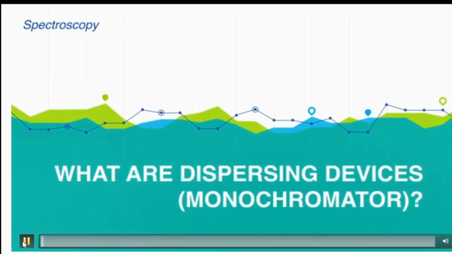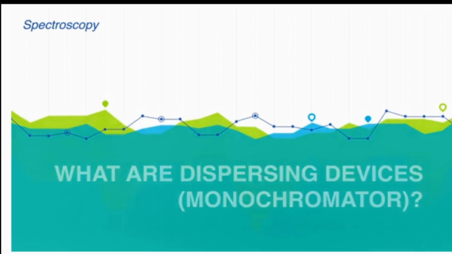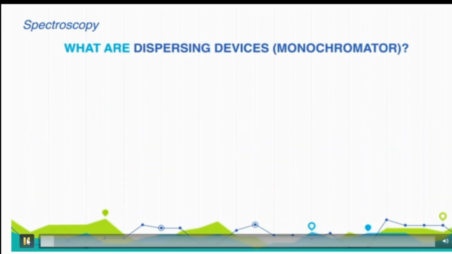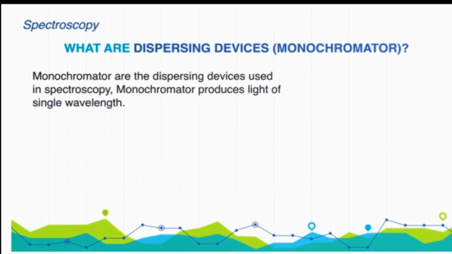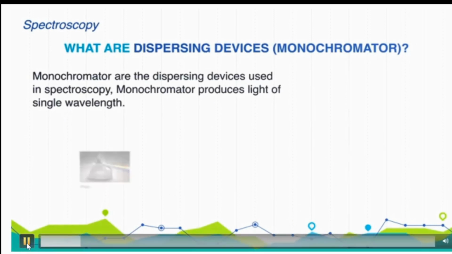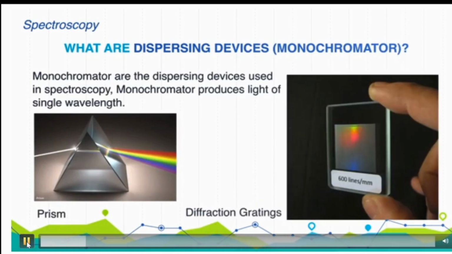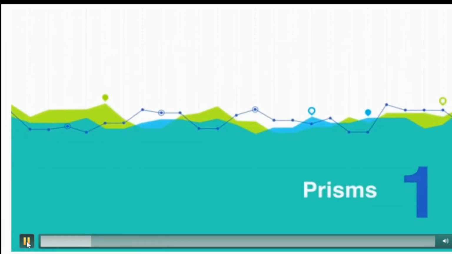What are dispersing devices or monochromators? Monochromator are the dispersing devices used in spectroscopy. Monochromator produces light of single wavelength. There are two types of monochromators. One is prism and second is diffraction gratings. So let's talk about prisms.